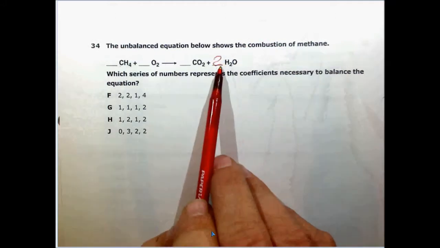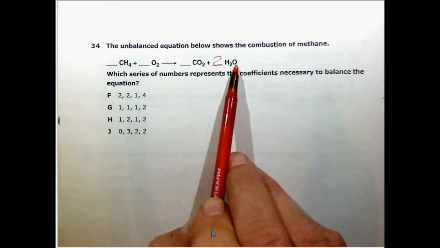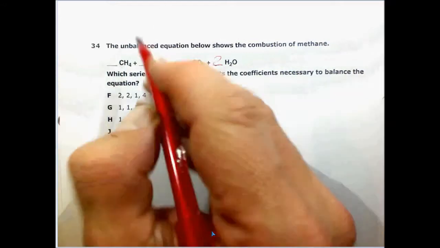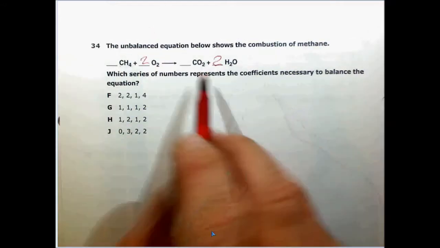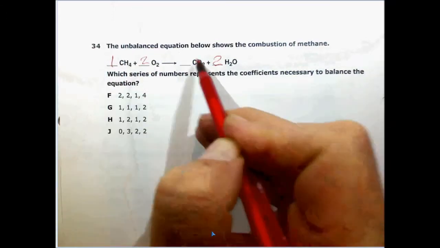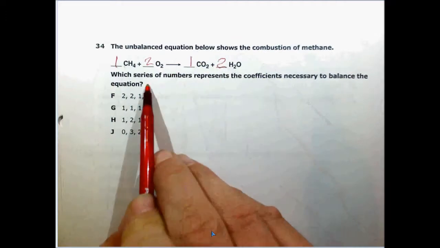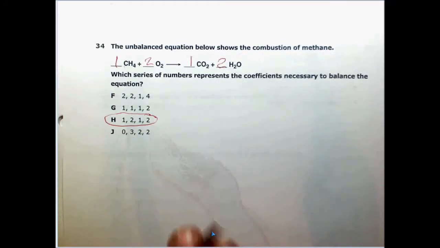Lastly, we'll look at the oxygens. We have 2 oxygens here. We have 2 times 1 here is 2. So we have a total of 4 oxygens on the right-hand side. We'll need 2 pair here. Normally we don't write 1s in chemistry, but for purposes of answering this question, we'll fill in 1s on the blanks. 1, 2, 1, 2. We look for that here. We find that the correct answer is H.